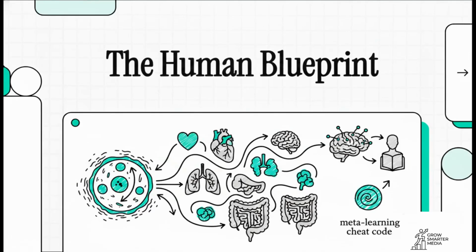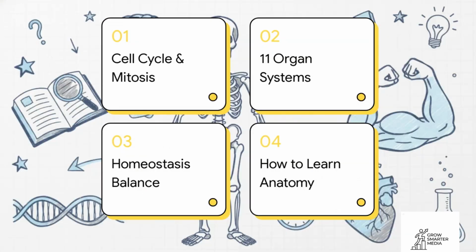We're about to unpack something truly staggering, the human body. Today, we're scaling our perspective from the perfectly choreographed division of single cells all the way up to massive, interwoven organ systems. And we're capping it all off with the ultimate meta-learning cheat code to actually help you encode all this complexity. Here's our roadmap for today. We'll start with the cell cycle and mitosis, then scale up to the 11 organ systems, see how they balance through homeostasis, and wrap up with exactly how to learn anatomy effectively.